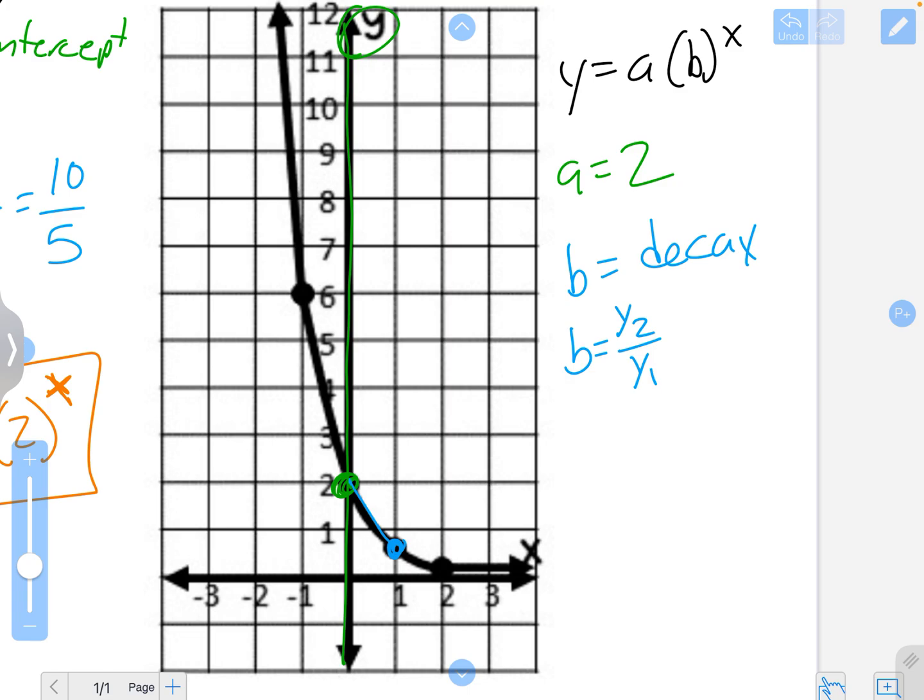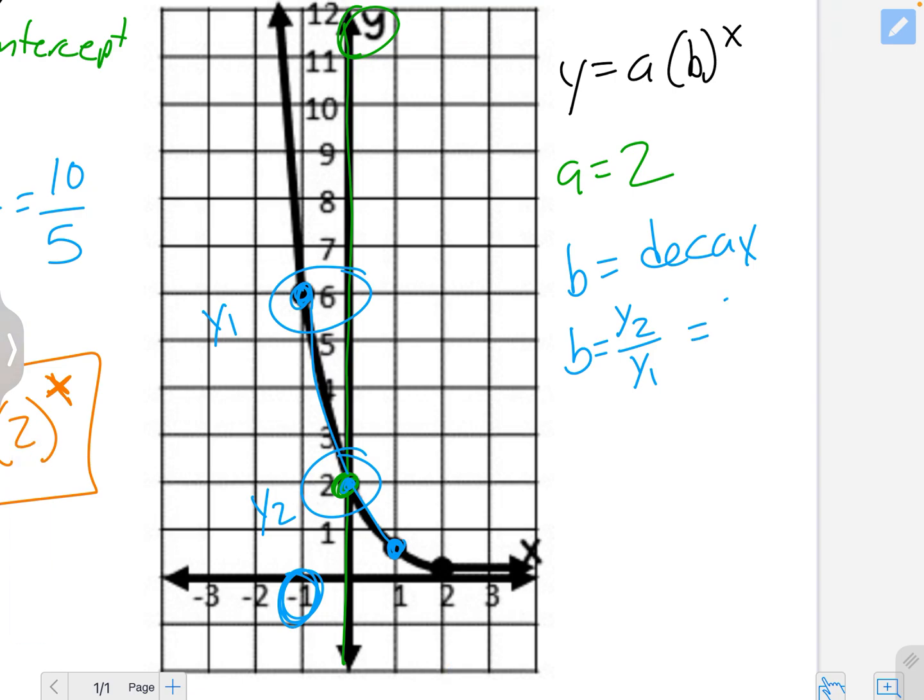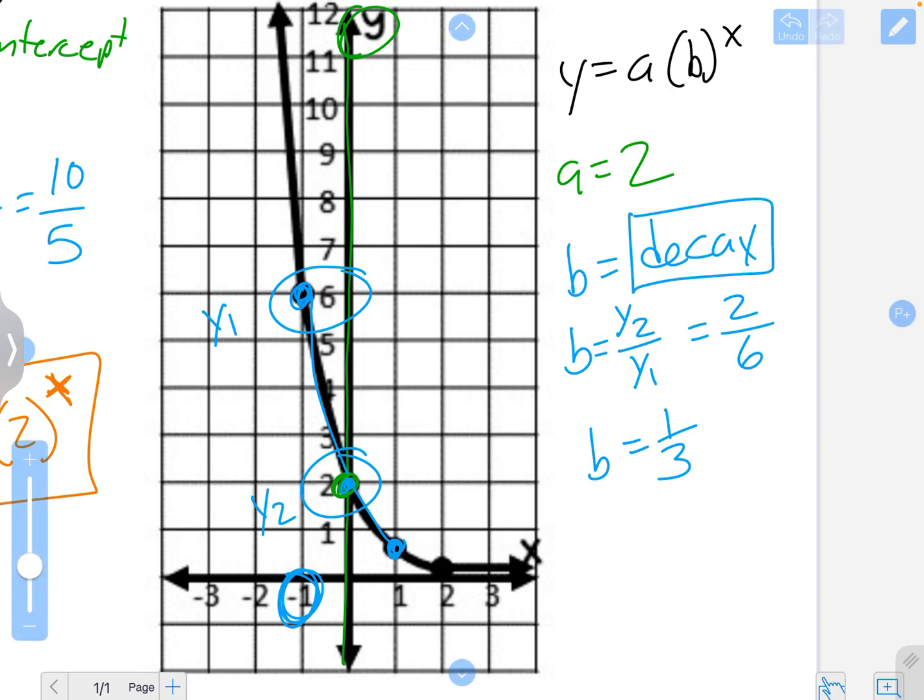So instead of making my y-intercept y1, I'm going to go to the left, find that first value, which is -1, and I'm going to make this one y1, and then I'm going to make my y-intercept y2. So my 2 is going to go on top, my 6 is going to go on bottom, and then we need to simplify that fraction to 1/3. And again, because it's decay, I know I'm going to have a fraction or a decimal for my rate. It's got to be less than 1.